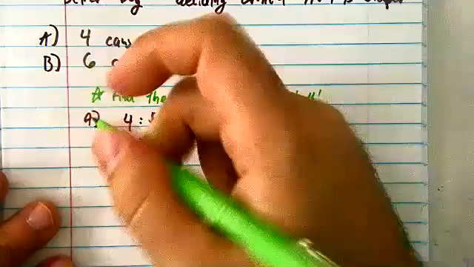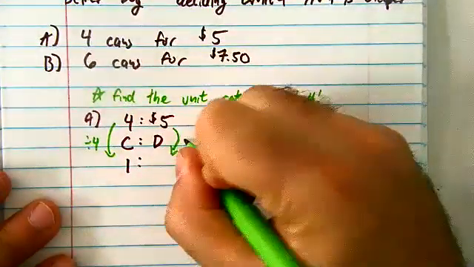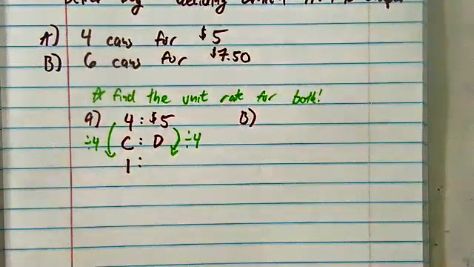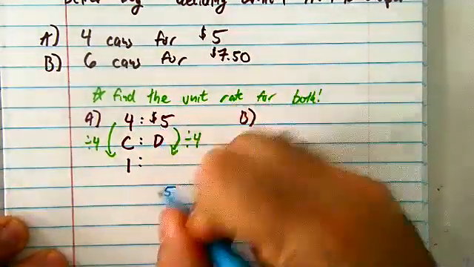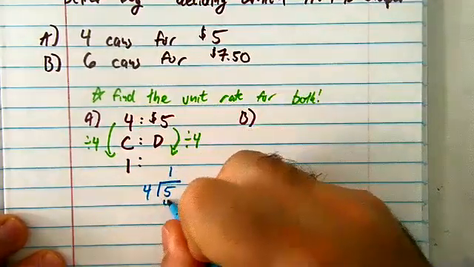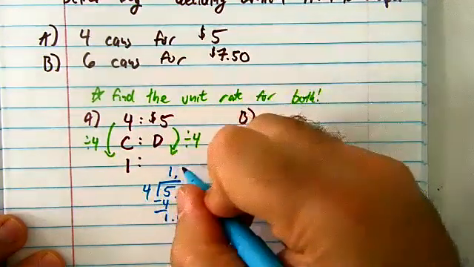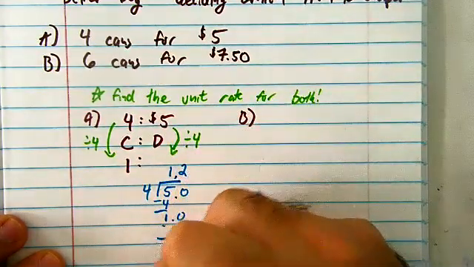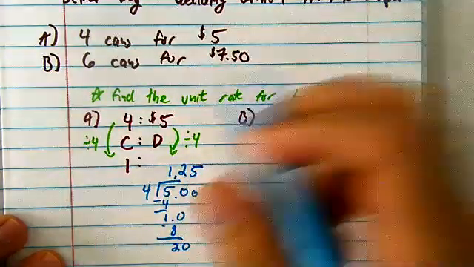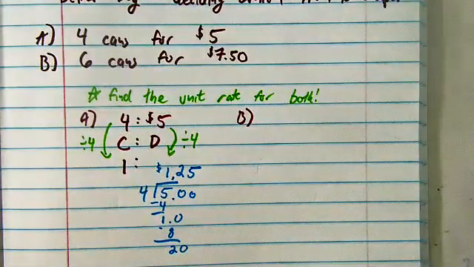In order to get from 4 to 1, that means you're going to be dividing by 4. So you need to divide 5 by 4. What we do to the left side, you got to do to the right. So I'll just do 5 divided by 4. Again, that order matters a great deal. Fits in 1 time, decimal 0. 4 fits into 10, 2 times. Another 0 fits in 5 times. So it should be 1 for $1.25. And that's the unit rate for option A.